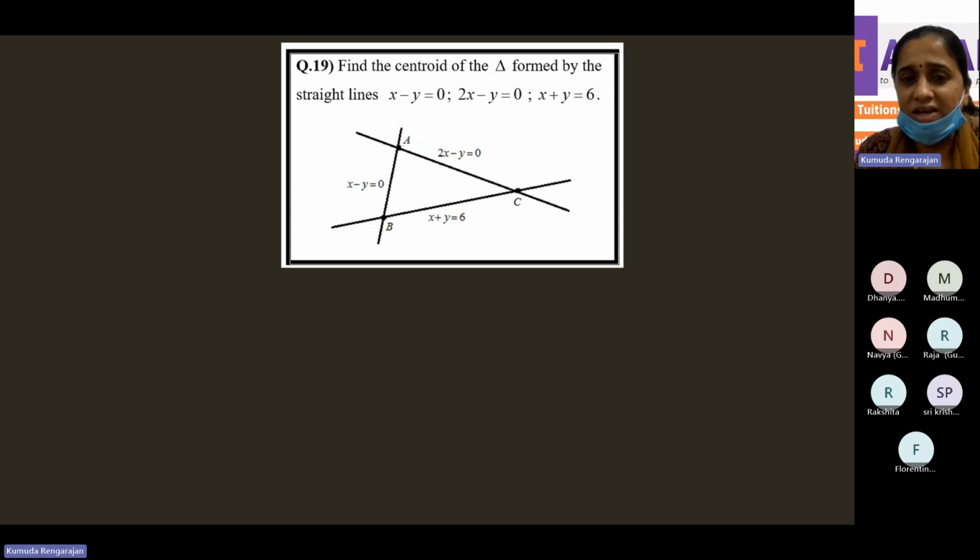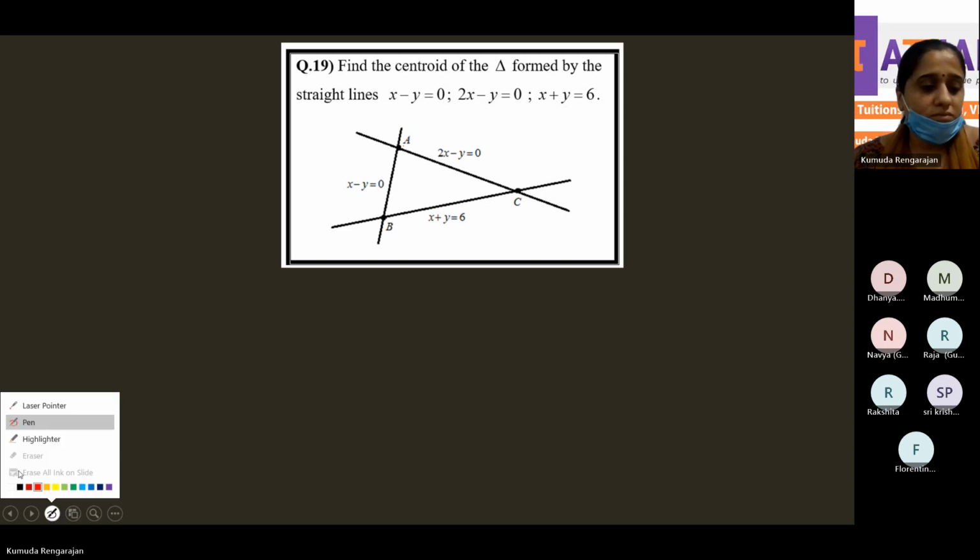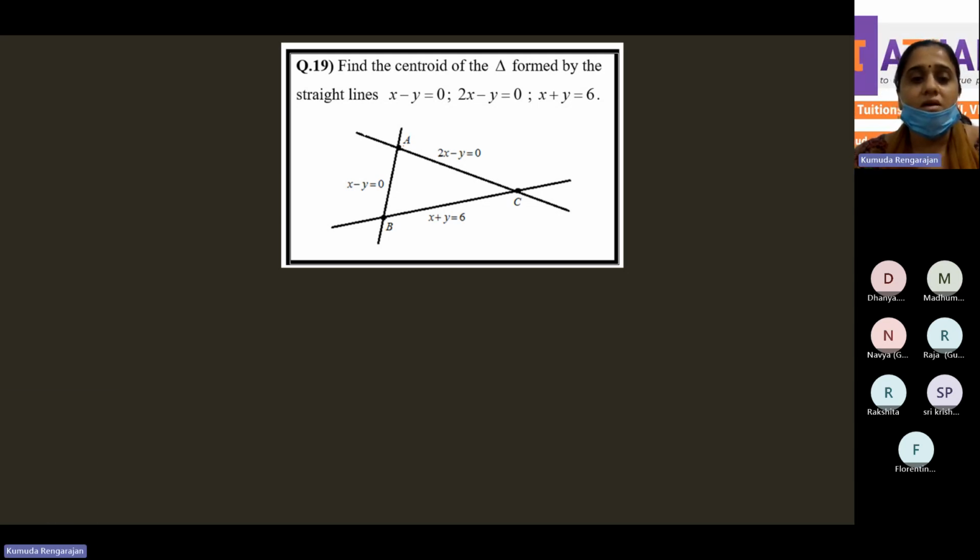These 3 straight lines enclose a triangle ABC. You need to find the centroid of the triangle ABC. Now, these 2 lines, the line given by x minus y is equal to 0 and the line given by 2x minus y is equal to 0.